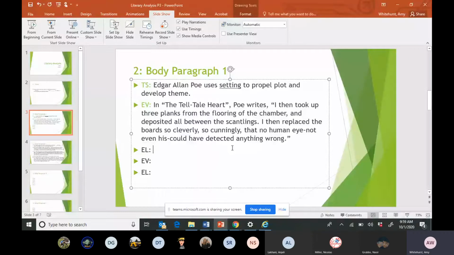So how does the setting of that piece of evidence relate to the plot? Remember, plot is the exposition, rising action, climax, falling action, and resolution, the events of the story. How can we relate the information about the setting in that piece of evidence to the plot? It's a difficult question, I know.